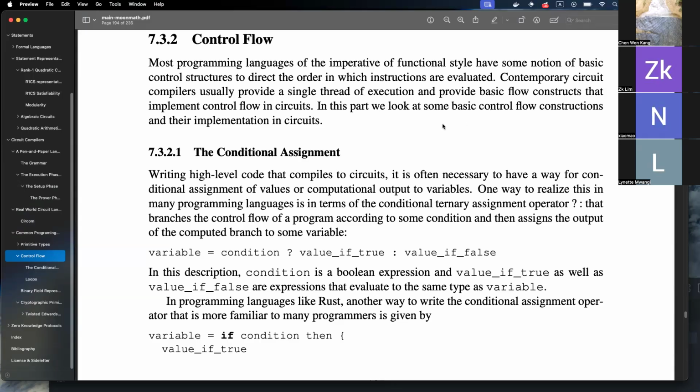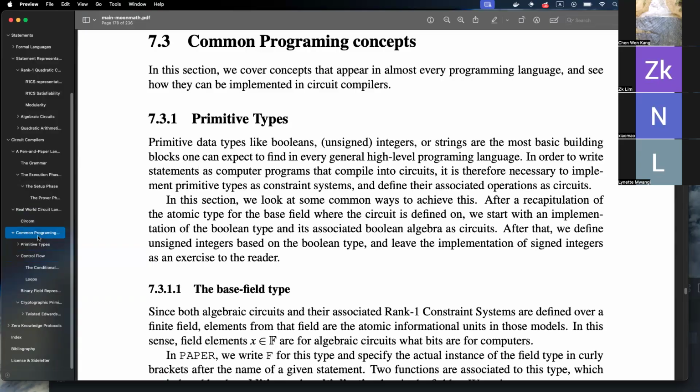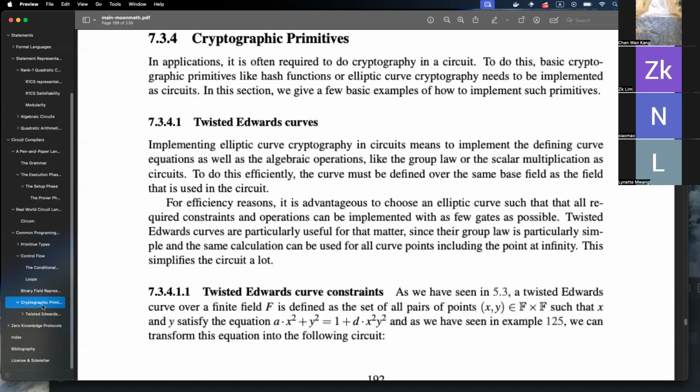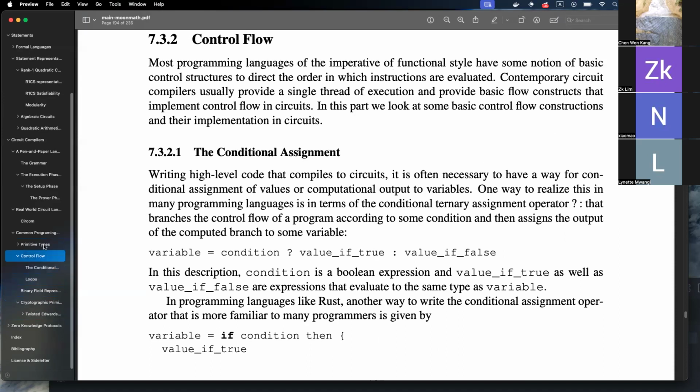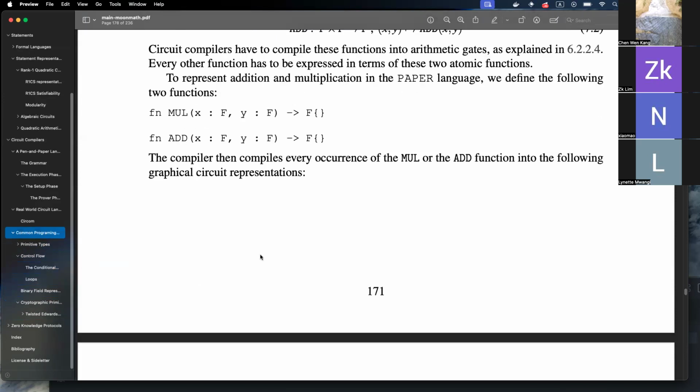Okay, anyways, let's come back to these. So in common programming concepts, this is essentially how some of the concepts in non-programming languages might be able to be used in circuit compilers or circuit languages. So yeah, any questions around this chapter?